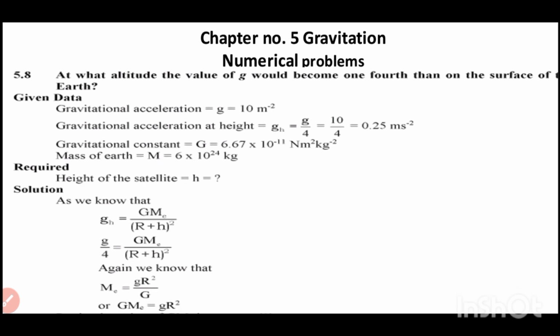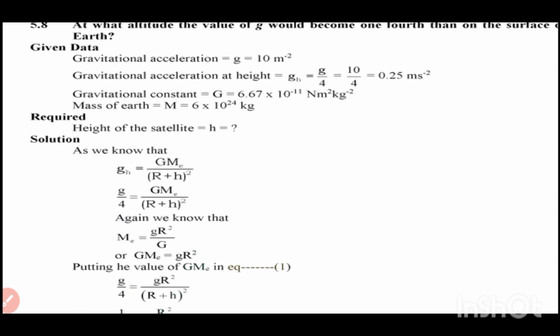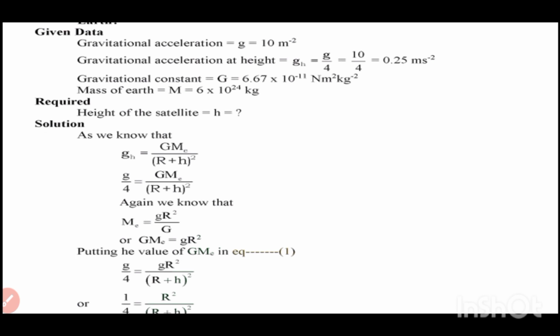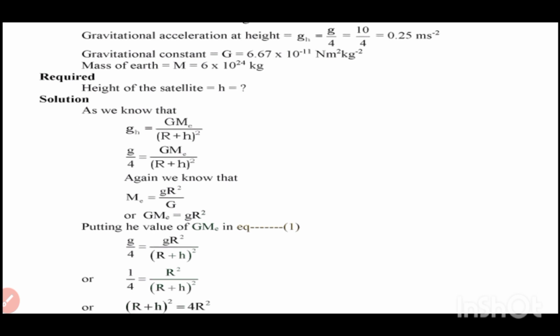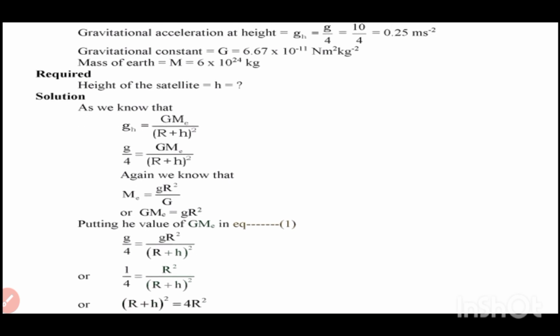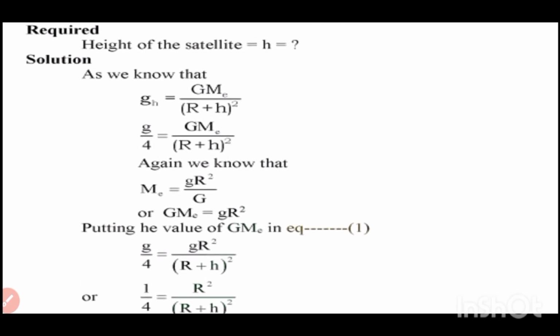The value of gravitational constant G is equal to 6.67 multiplied by 10 raised to power minus 11 Newton meter square per kilogram square, and we need to calculate the height of the satellite. There is no need to put the values of the constants in the formula. We only want to calculate the height h, and without putting the values we get the result. As we know, g at h is equal to G M_E over (R plus h) square.